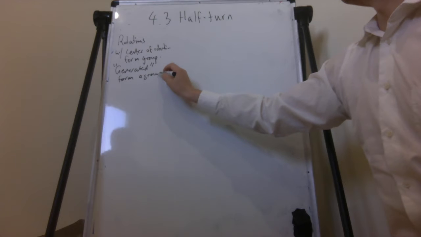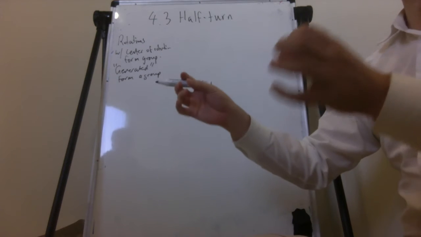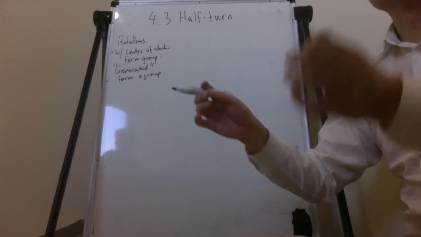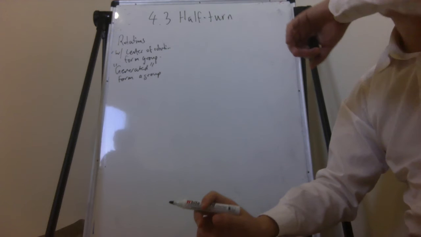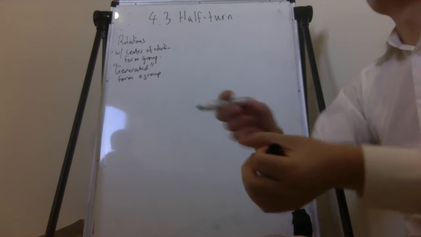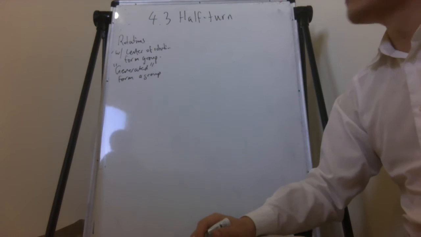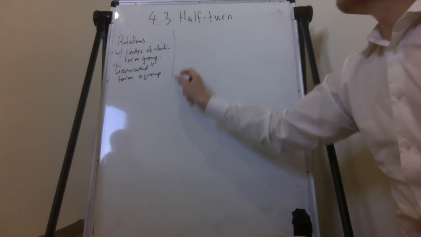But to actually show that the ones with different centers form a group, you have to show that rotations composed of rotations about different centers give you another rotation. Okay? Otherwise you're outside of the set. Okay. So half turn.